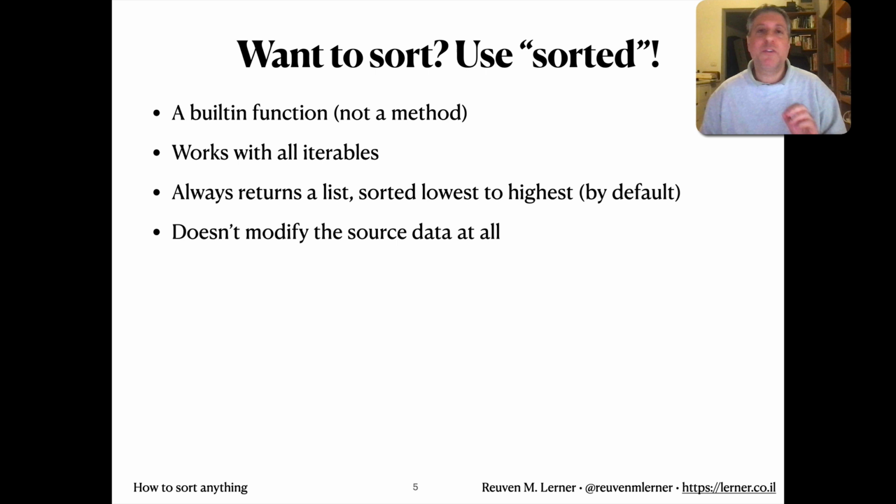So if you want to sort in Python, the best way to do that is the sorted built-in function. It's not a method. There is a sort method on lists, but you really should not use that. You should use sorted. It works with all iterables, and it always returns a list, sorted from lowest to highest, at least by default. And it does not modify the source data at all.